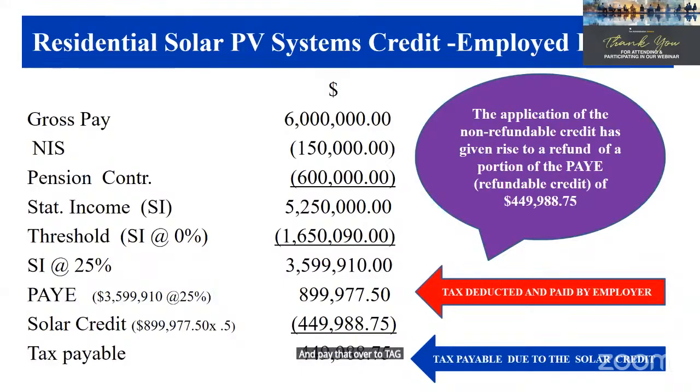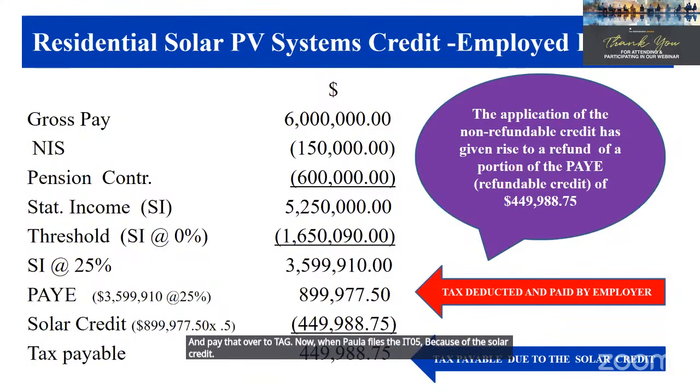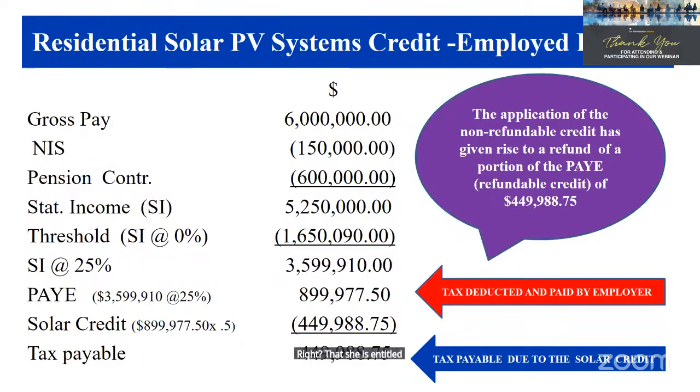Now, when Paula files the IT-05, because of the solar credit that she is entitled to in 2024, Paula will get a refund of $449,988.75. So the employer paid over $899, which the employer is within their right to do. But Paula would now be required to file her IT-05.